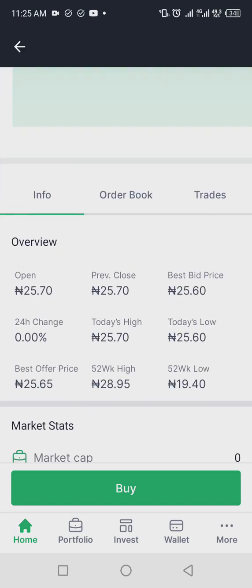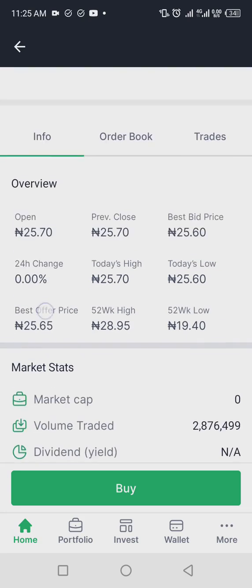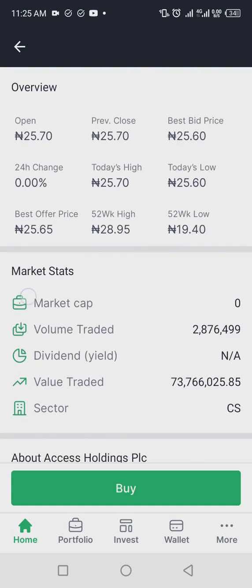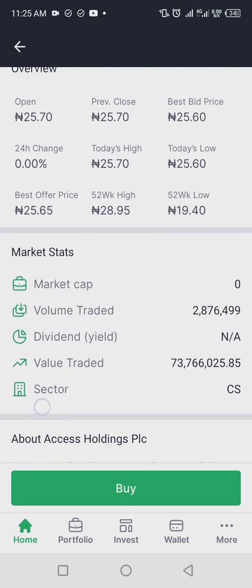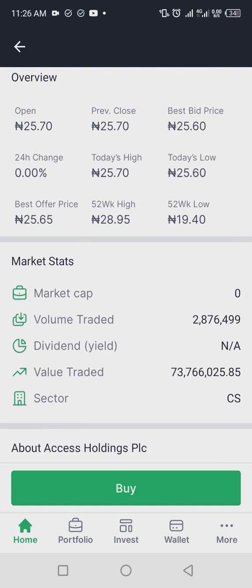So this is it. This is the price they opened at today. This is the best offer price. This is the 52-week high. So some of this information. See this, take note of this value traded. This value traded is very, very important when it has to do with assessing the viability, or how well a stock has done over the past years. This value traded is very, very important, so take note of it.